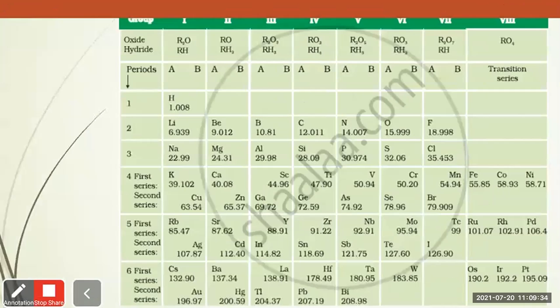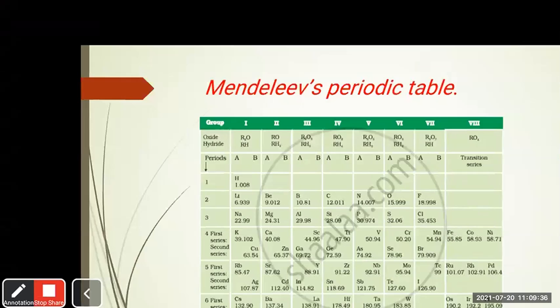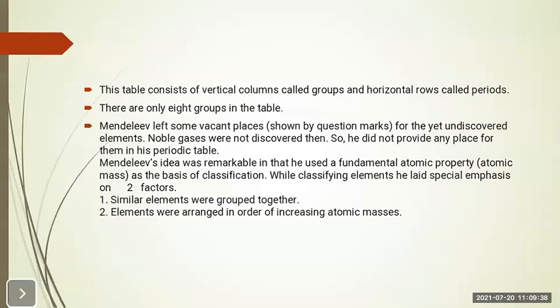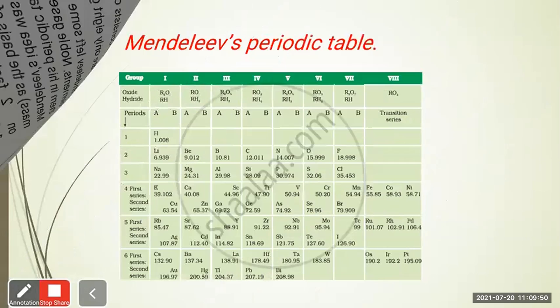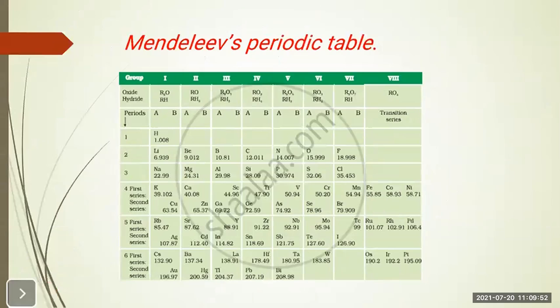As we have seen, Mendeleev left some vacant places for the yet undiscovered elements, and the noble gases were not discovered then. So here you can see that some vacant places can be seen. In those vacant places he has kept room for elements which would be discovered later.